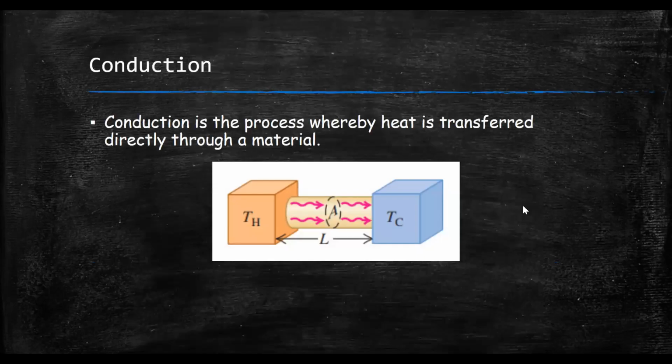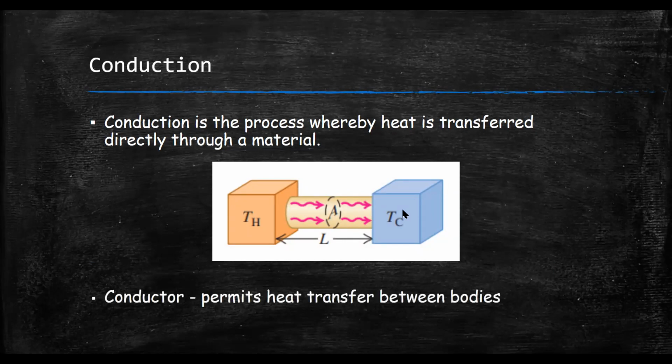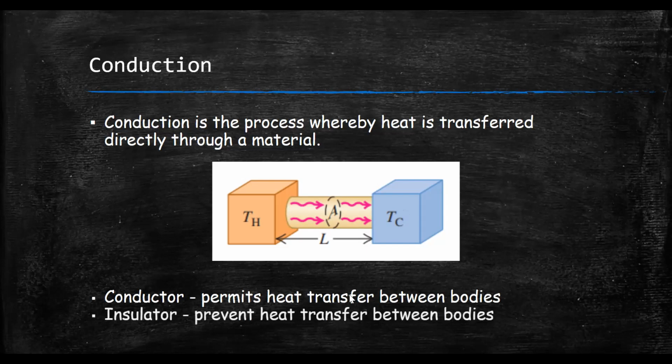Heat transfer occurs only between two regions that are at different temperatures, and the direction of heat flow is always from higher to lower temperature. The material that permits the transfer of thermal energy between bodies is called a conductor, and the material that prevents the transfer of heat between bodies is called an insulator.